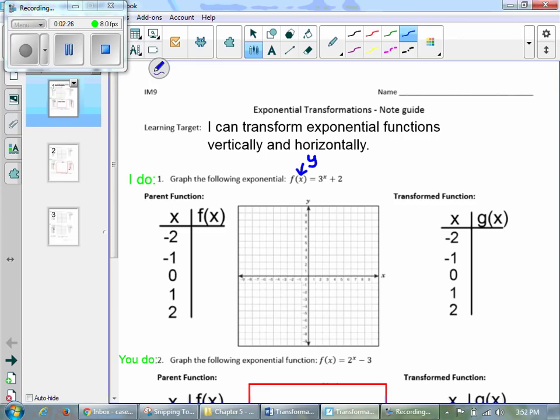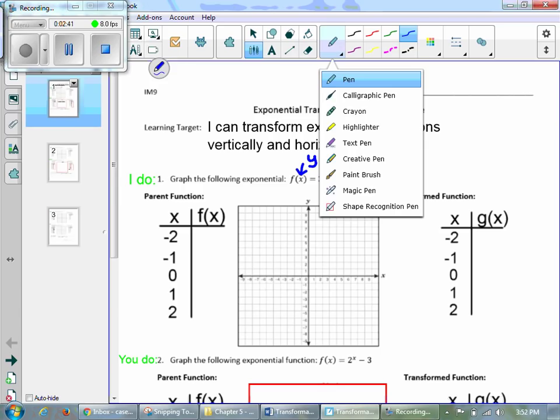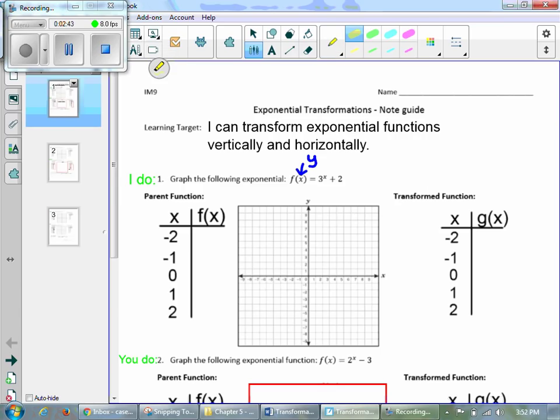Okay, so let's identify the parent function, the very first graph that we're going to make, and then we're going to start to transform the graphs. A parent function is a base and an exponential, and that's it. So for example, on number 1, this would be our parent function. The plus 2 is not included, okay? So I want you to get into the habit of identifying the parent function. So right here, next to parent function, let's write f of x equals 3 to the x power.